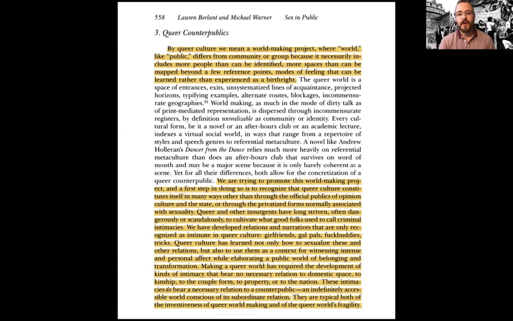Making a queer world has required the development of kinds of intimacy, or relationship, that bear no necessary relation to domestic space or the home, to kinship, meaning biological relationships, to the couple form or nuclear family, to property or to the nation. Queer culture comes from outside of those relationships. And so what they're describing is what we would call a queer counterpublic, meaning a group of people that exists outside of the dominant modes of production in the United States. Okay, so we're going to be looking at these communities as we study this.